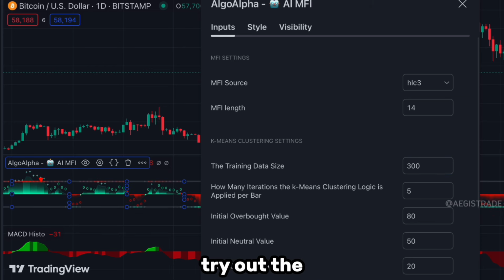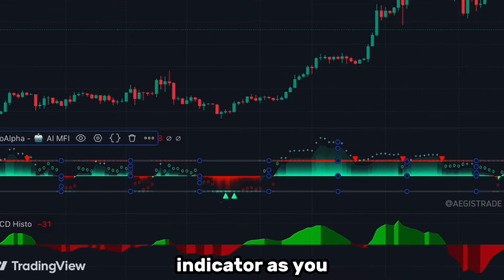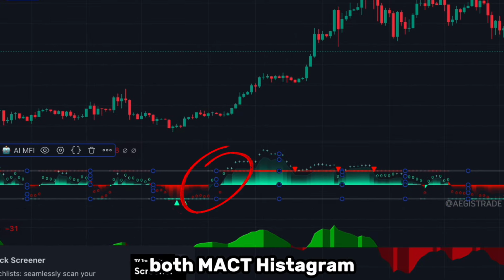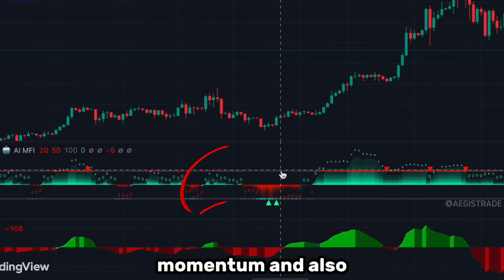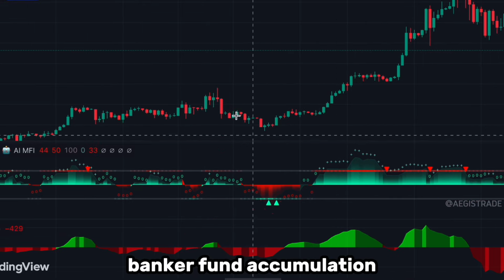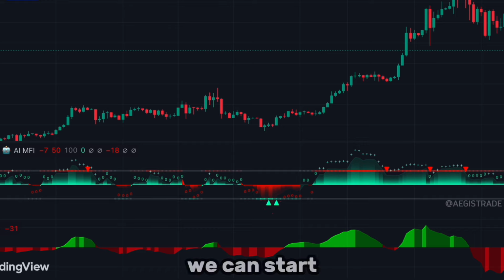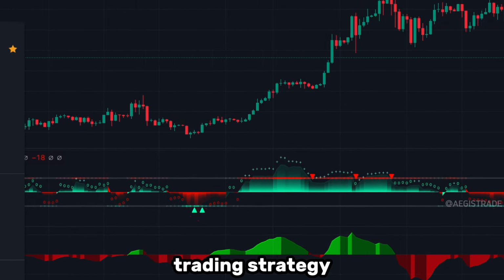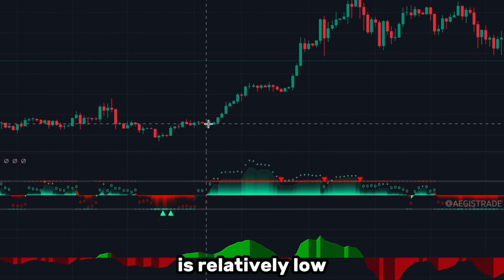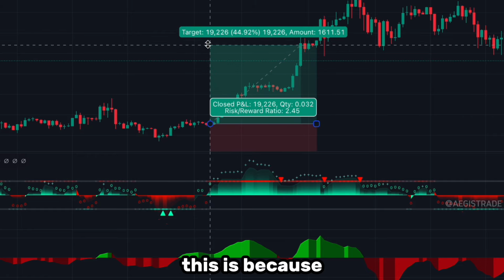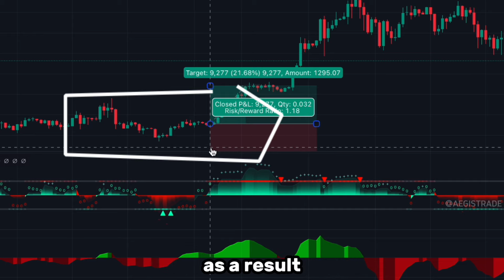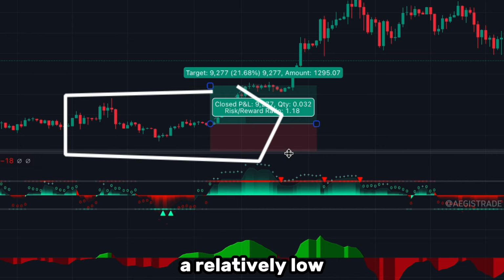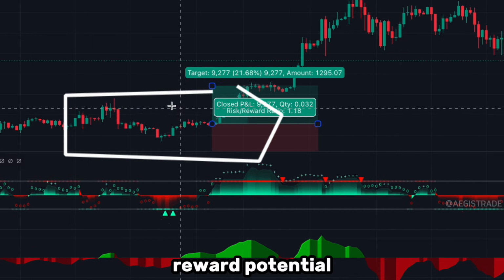So let us try out the indicator. First, open up the indicator. As you can see at this point, both MACD histogram and the Smart Money indicator show the reversal in trend momentum and also banker fund accumulation. In this scenario, we can start to plan our trading strategy as the risk is relatively low at this hour. This is because the chart is sideways and it shows a momentum breakout. As a result, we can have a relatively low risk and a high reward potential.